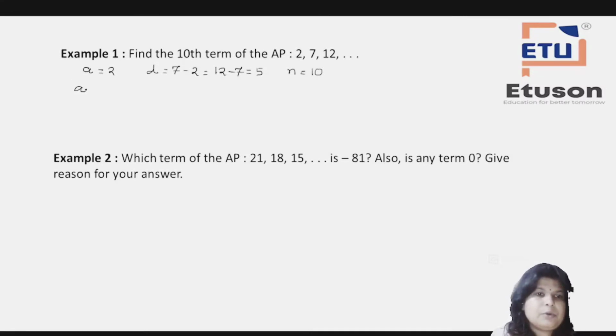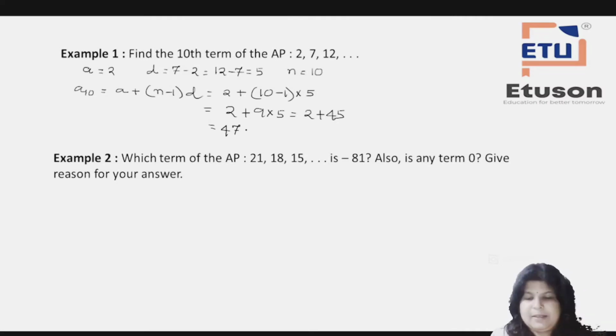So a10 will be equal to a plus n minus 1 into d. What is n here? It is 10. So let us put 2 plus 10 minus 1 into 5. So that is equal to 2 plus 9 into 5, that is equal to 2 plus 45, and your answer is 47. Correct. Now, second problem.